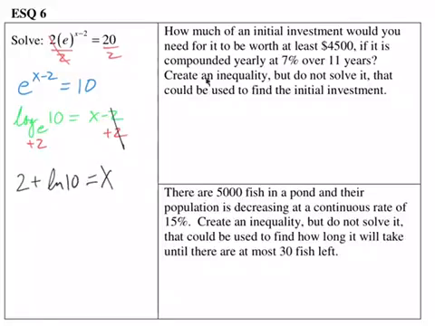So next one, let's read this. How much of an initial investment would you need for it to be worth at least $4,500 if it is compounded yearly at 7% over 11 years? Create an inequality, but do not solve it, that could be used to find the initial investment.